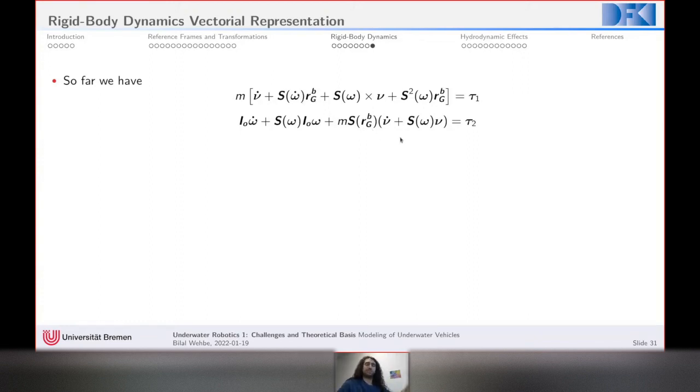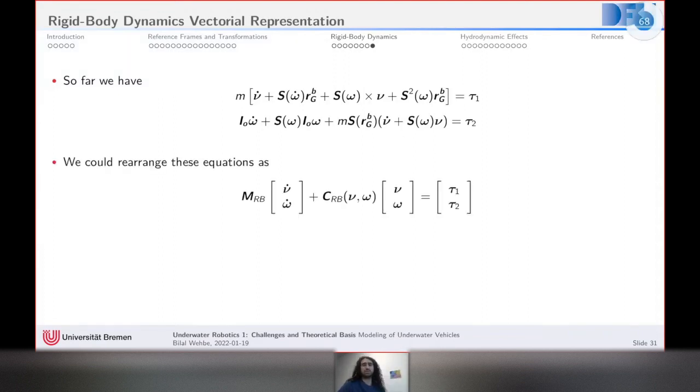And if we take those and expand them, we can rewrite them in a nicer form rather than this complicated form here. We can just write them as an inertia matrix multiplying the accelerations, plus a matrix which describes the Coriolis and centripetal forces. That is a function of the linear and angular velocities in the body frame. So this M times acceleration plus these Coriolis and centripetal terms are going to be equal to the other forces that are applied on the body.